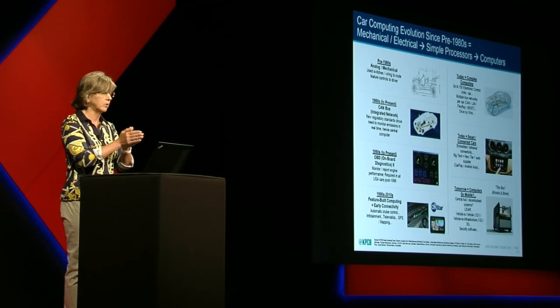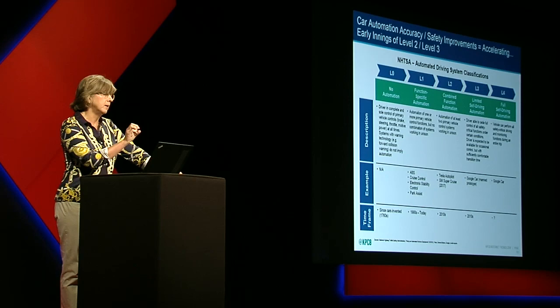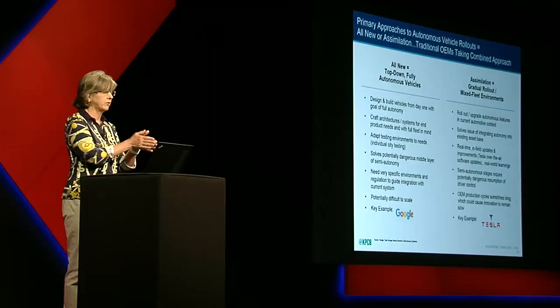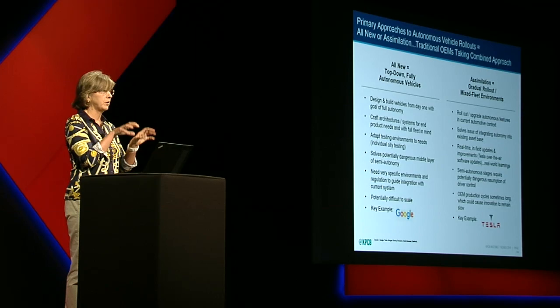This looks at car automation, accuracy, and safety improvements. They're also accelerating. There's a lot of data behind that. Autonomous vehicle and ADAS features continue to improve, and miles driven continue to rise. There are two approaches to autonomous vehicle rollouts. There's the Google approach, which is all new, top-down, fully autonomous vehicles, and there's the assimilation approach, spearheaded in part by Tesla, a gradual rollout in mixed fleet environments.